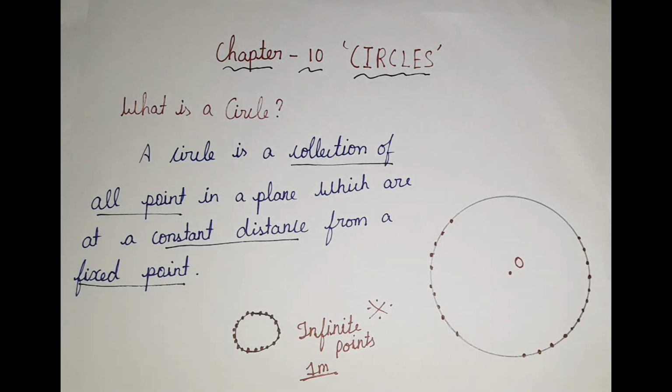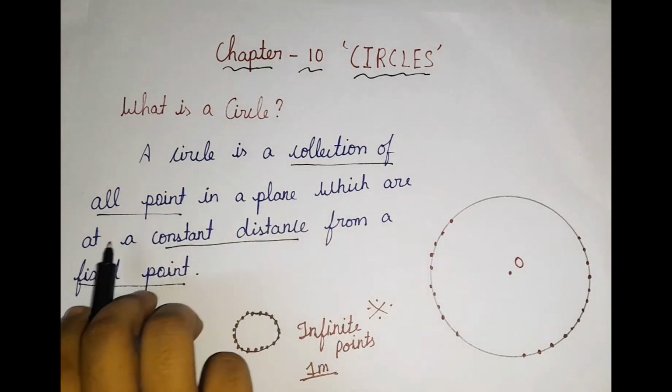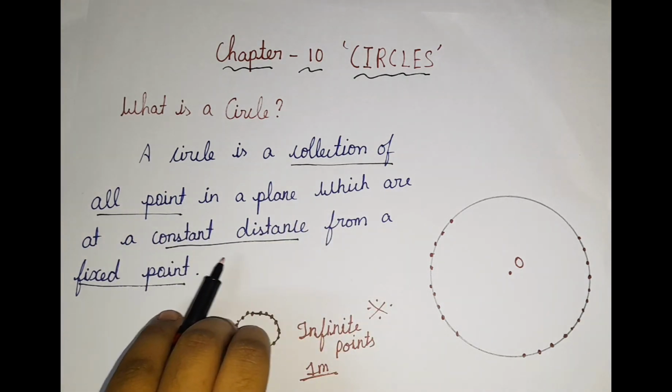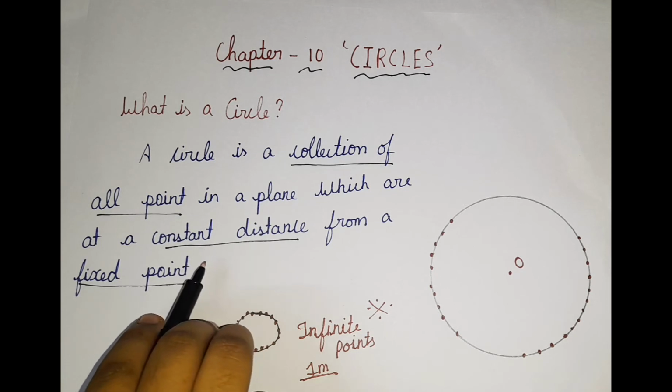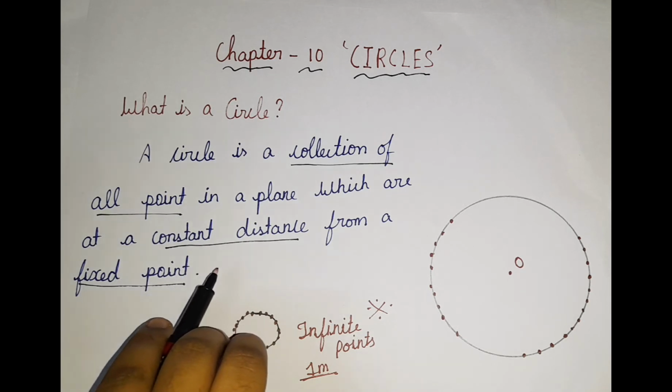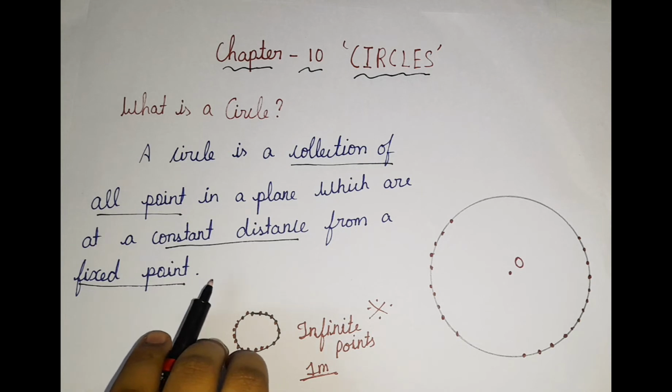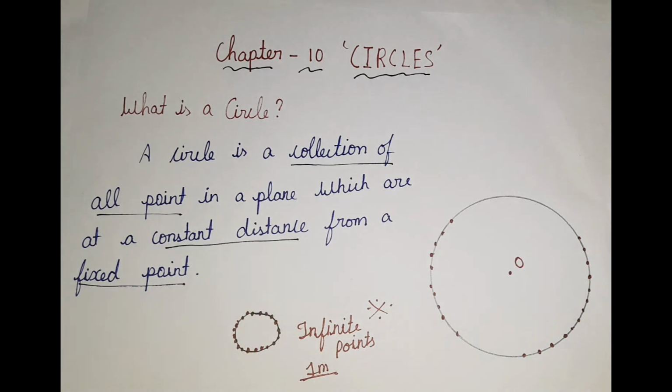Of course you guys know it is a collection of all points in a plane which are at a constant distance. Constant distance means, so here they just used a new word, that is constant. Just because of this word constant we are getting confused. So don't worry, constant means equal distance. So how does it form an equal distance?